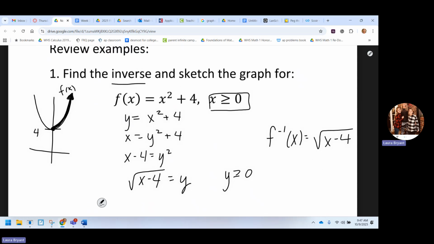And so that's a square root graph shifted to the right 4, which would be here. And that should look like, if I was going to reflect over the line y equals x, if I was to take this as a piece of paper and fold it on that line, this part would match up with this part. And so that's a graph. That's the inverse function.